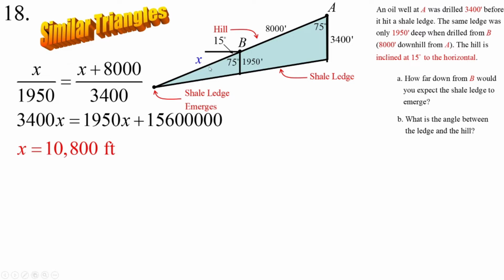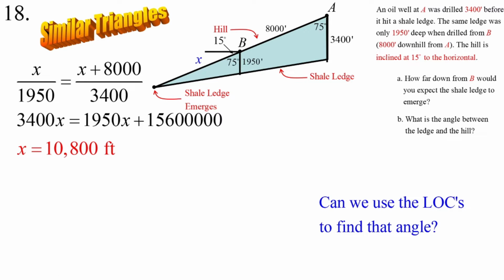Okay, so now I have this x right here, and that's the answer to A right there. Please make that an approximately, though. And then B, what is the angle between the ledge and the hill? So they're talking about this angle right there, okay? And let's see, can we use the law of cosines to find that angle? Well, let's see, there it is right there in law of cosines.